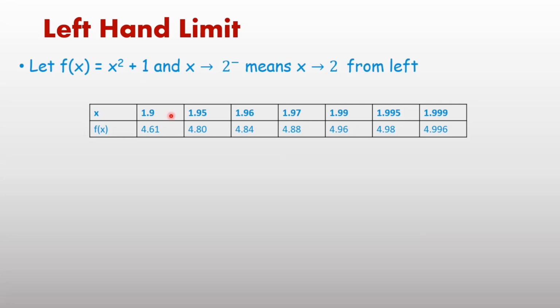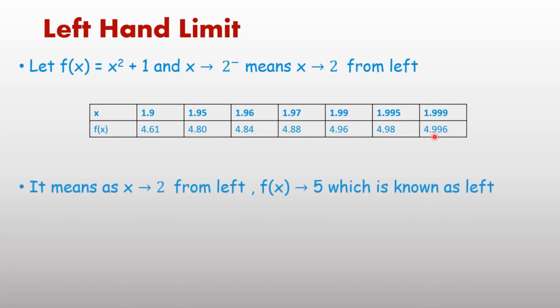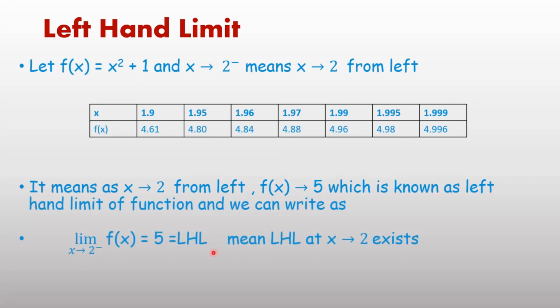Similarly, continue and increase the value of x, f(x) will also increase. If x is 1.999, then f(x) you can write as 4.996. It implies if x tends to 2 from left, then f(x) tends to 5, which is known as the left hand limit. And we can write this as limit x tends to 2 minus f(x) equal to LHL equal to 5. This is the left hand limit.